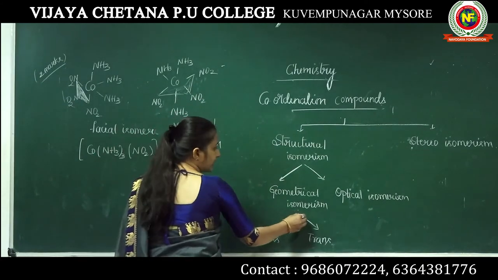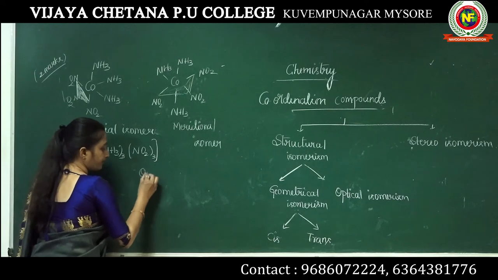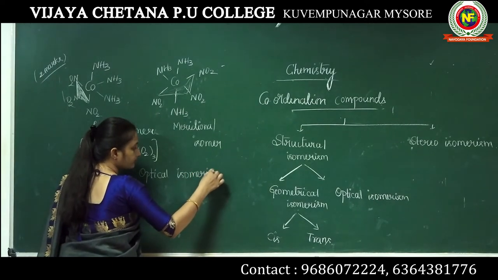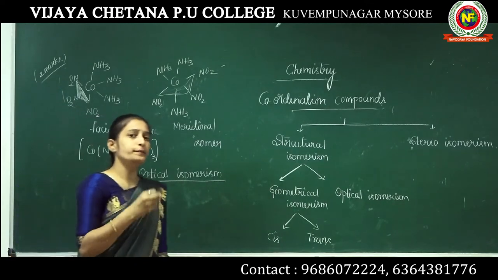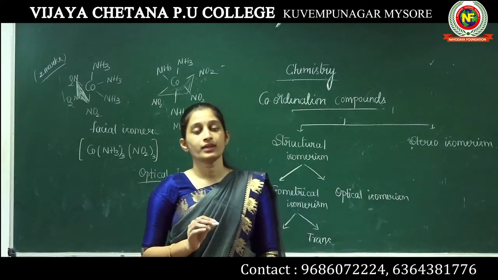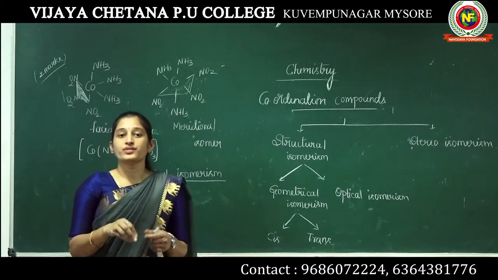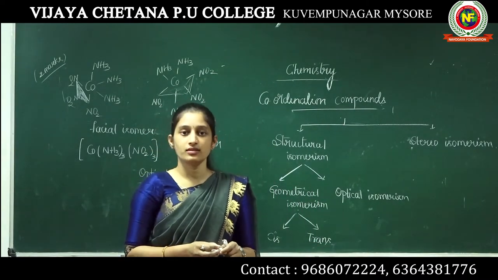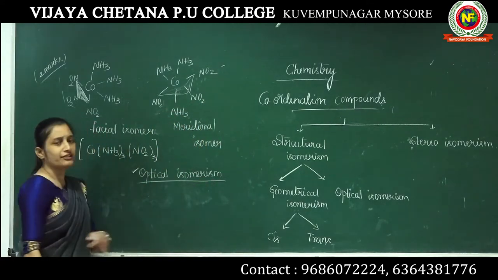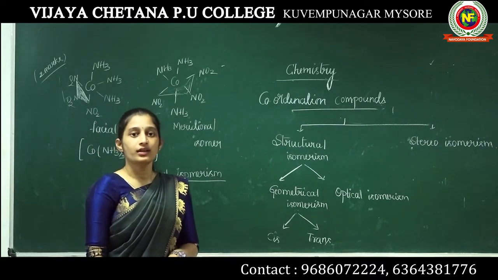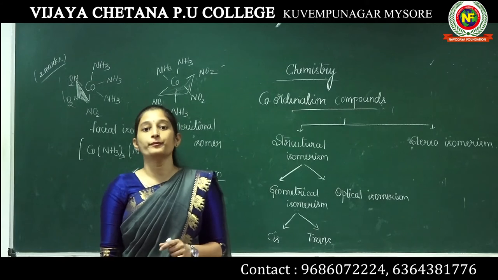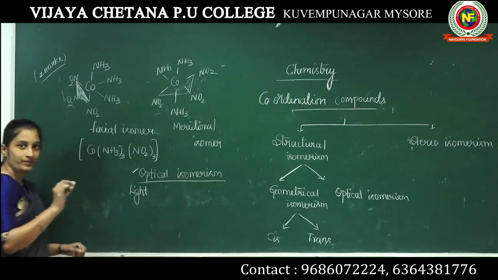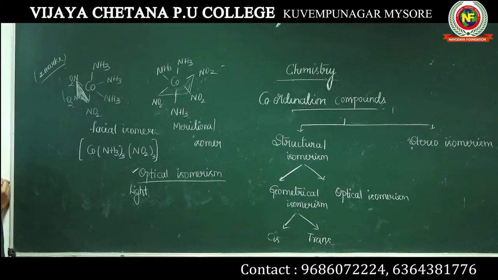Then after the geometrical isomerism, what about the optical isomerism? This optical isomerism means, you know the definition for isomerism: the process of forming the same molecular formula but different spatial arrangement, we call it isomerism. But what about the optical? The name itself indicates it. Optics in physics, this word is very familiar to you. Optic means light. First I explain the theory, after that I will take a particular example.